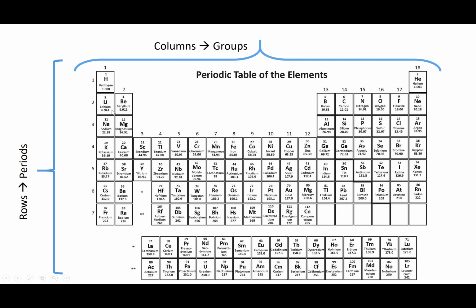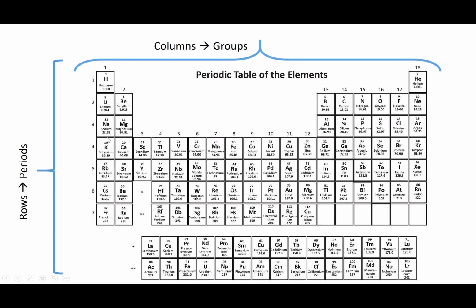Anything in the second row, like lithium, beryllium, boron, carbon, nitrogen, oxygen, fluorine, and neon, has 2 shells around it. It has the first shell, which contains the core electrons, and the second shell, which contains the valence electrons. And anything in the third row has 3 shells around it.